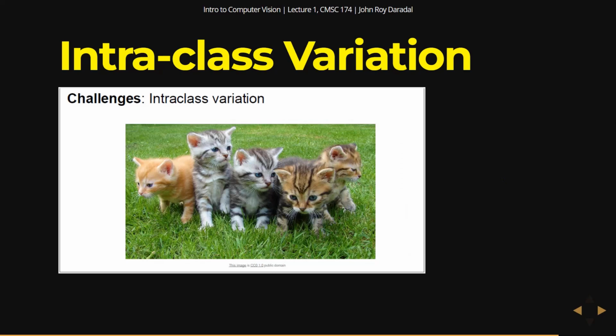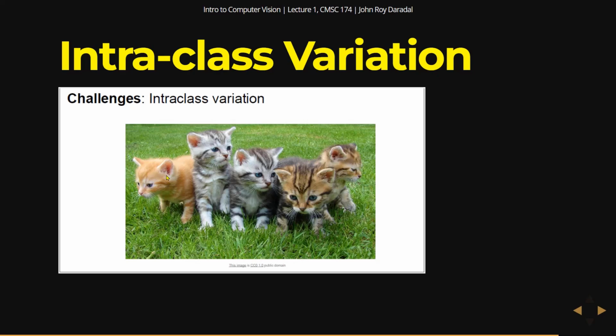And then there is also intra-class variation. When we say intra-class variation, this just means that in the same class, or in the same type of object that we're interested in, there is still variation, right? So this is an example. We know that these are 5 kittens, right? But they look different from each other, right?